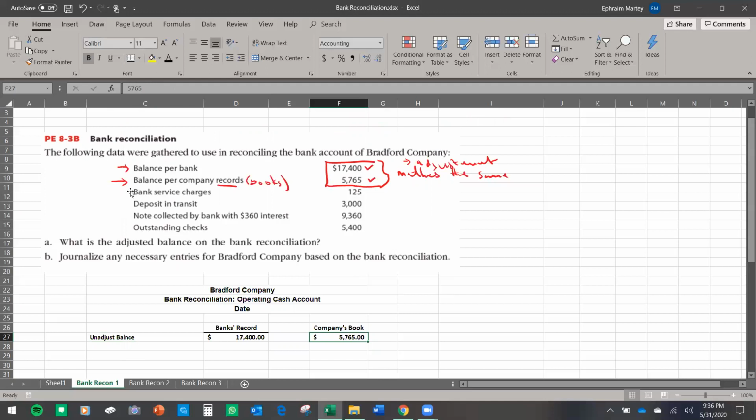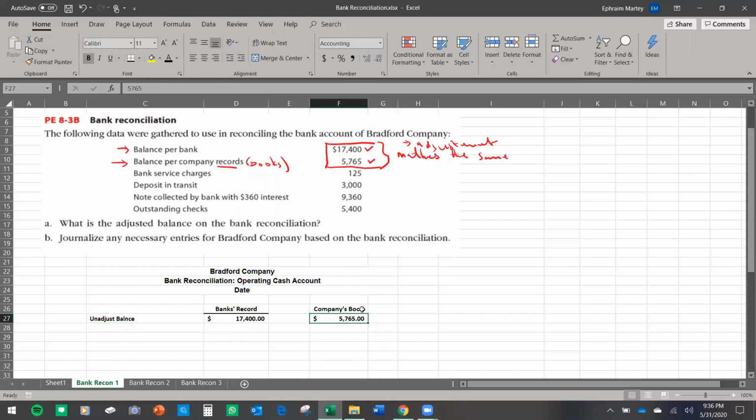So we have here, this says bank service charge 125. So the bank charged us $125. They have already taken it out from our account, so we have to recognize it here. We don't make changes on the bank side, but we make changes on our side, because we have to subtract it from our books. They have just told us, so we have to subtract it from our books. So that is negative $125. Okay, so we're done with this one.